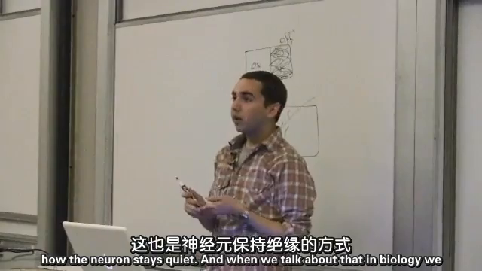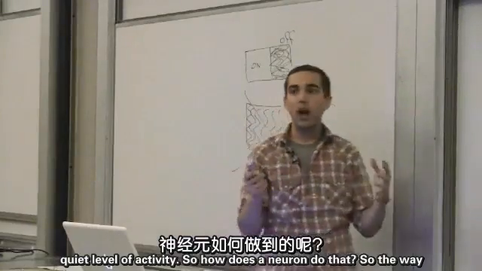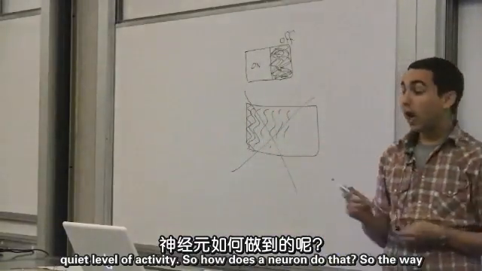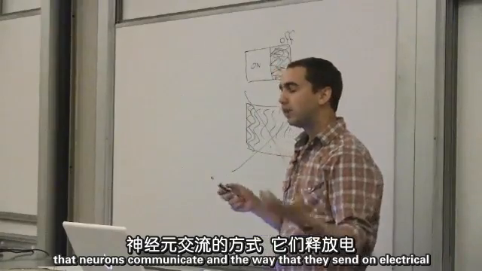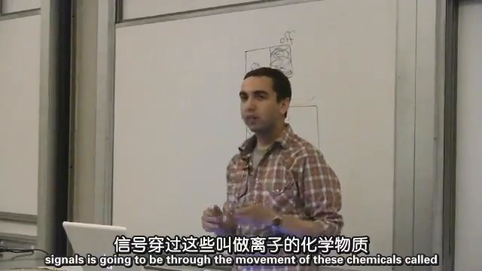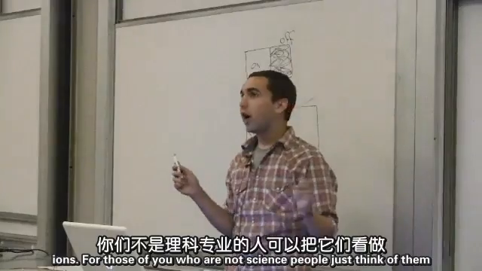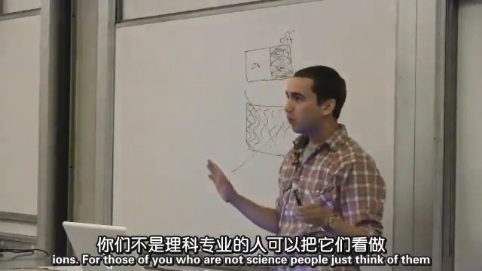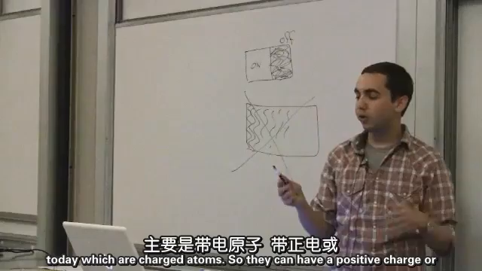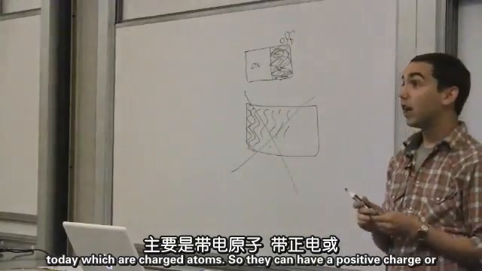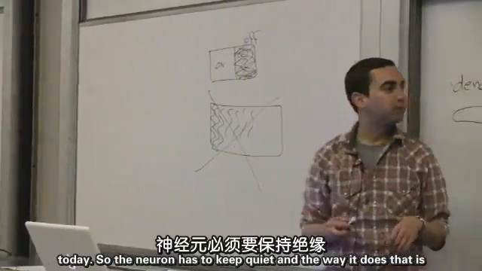And when we talk about that in biology, we talk about the neuron keeping a resting potential, a resting, quiet level of activity. So how does a neuron do that? The way that neurons communicate and send electrical signals is through the movement of these chemicals called ions. For those of you who are not science people, just think of them as charged chemicals. We're just going to talk about general ions for today, which are charged atoms. So they can have a positive charge or a negative charge. And we're going to talk about mostly positive charges today.